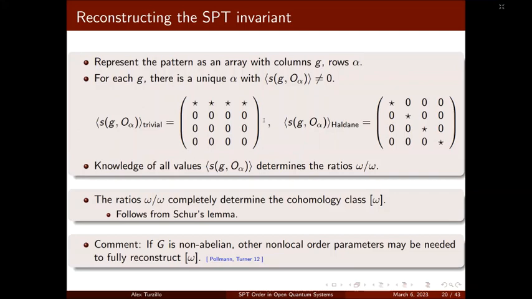One comment I'll make is that if you're interested in non-abelian symmetries, then you need more order parameters rather than just strings. But these have been constructed.